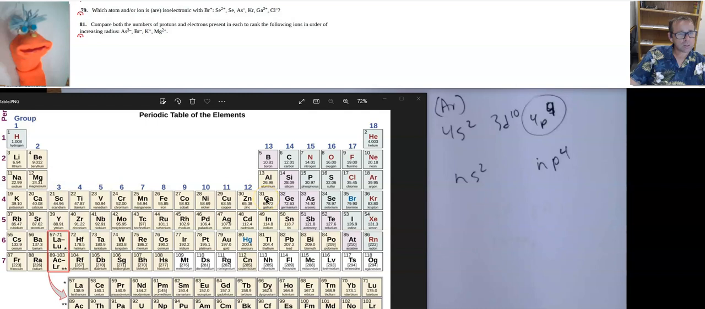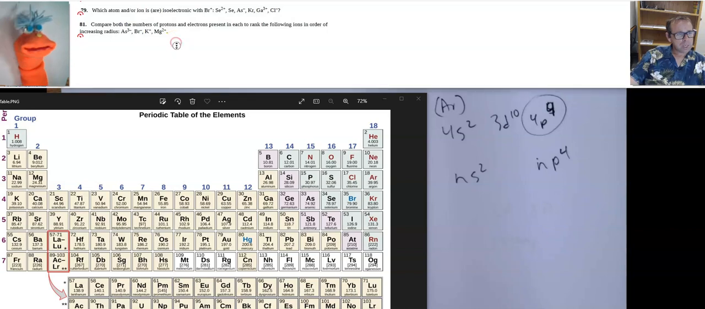Gallium, if it had 3 extra electrons, that would be right. But losing 3 electrons, that's not going to be right. So chlorine with an extra electron, that's not going to be right either. But selenium and arsenic with an extra electron should be our answers there.